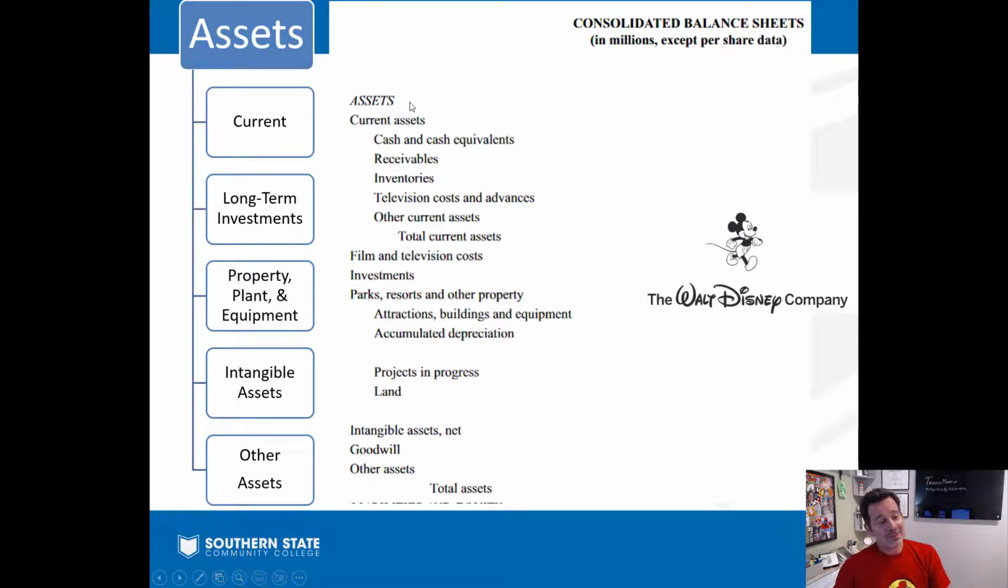Current assets. You can see right here on Disney. Cash, receivables, inventory, the current part of television cost and advances, and then other current assets. Okay, so this is the part of television costs that you're using up within the current year. Maybe licenses that expire within the year. You can see those are current. And again, in the order of liquidity: cash, receivables, inventories.